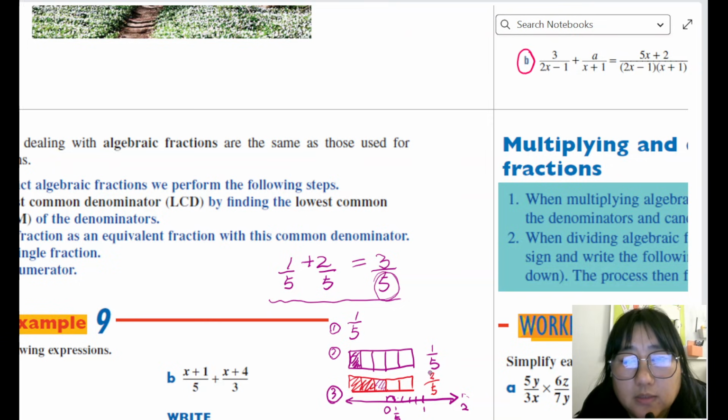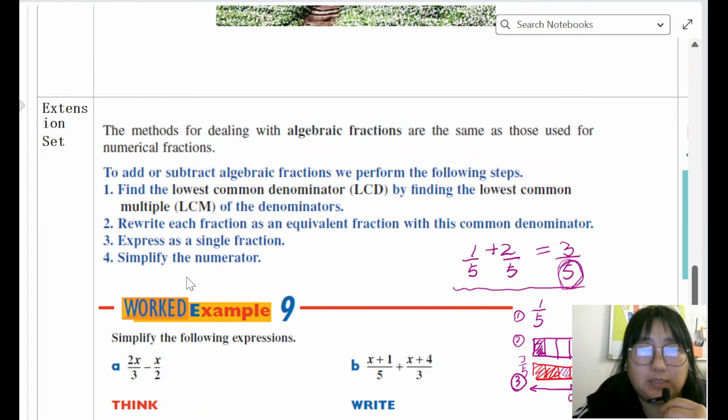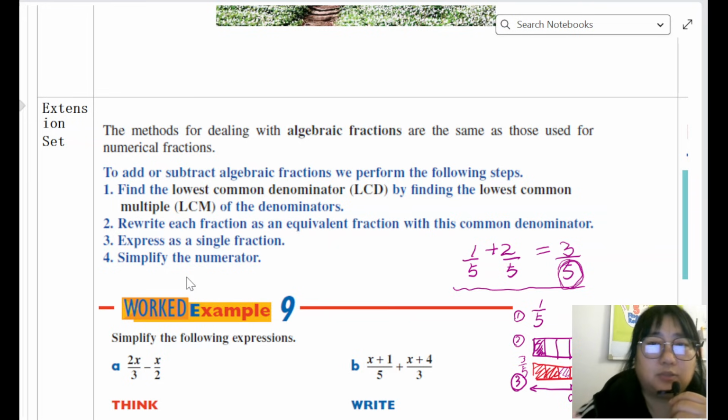So 1/5 plus 2/5 will be equal to 3/5. And we can find that the denominator stays the same value, 5. Okay, so that is the prior knowledge we prepare before we study this algebraic fraction. And then we will come back to here.